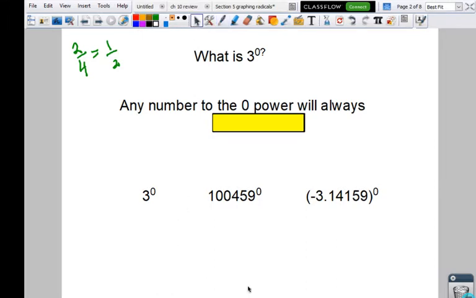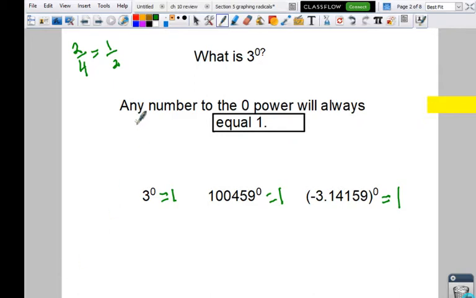Any number to the 0 power will always be, what do you think? Somebody got a guess? 1. Oh, it is 1. 3 to the 0 equals 1. You're right. 100,459 to the 0 equals 1. Negative 3.14159 to the 0 equals 1. I'll show you right now.